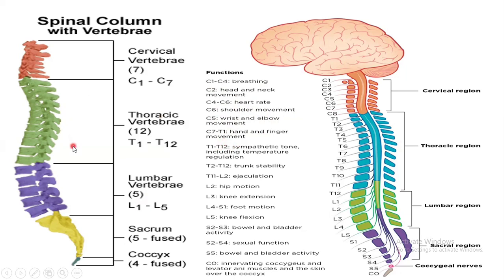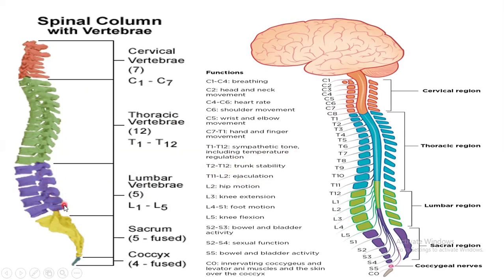The green color shows the thoracic vertebrae, which extend from T1 to T12. They innervate the nerves for the chest, abdomen and muscles. T1 to T12 is helpful for sympathetic tone, including temperature regulation, T2 to T12 for trunk stability, and T12 to L2 is helpful for ejaculation.